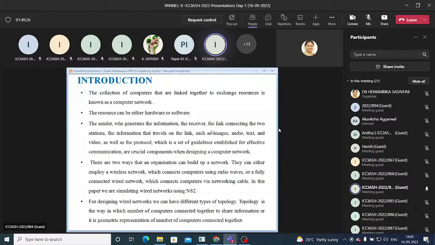When we use a computer network, we can think of five basic components: a sender, a receiver, a message, a medium, and a protocol. Sender is a device which generates the information. Receiver is a device which is receiving the information. Medium can be the links, a physical link or a wireless link between sender and receiver. Information can be an image, audio, text, video, etc. And protocols are a set of rules defined for successful communication.